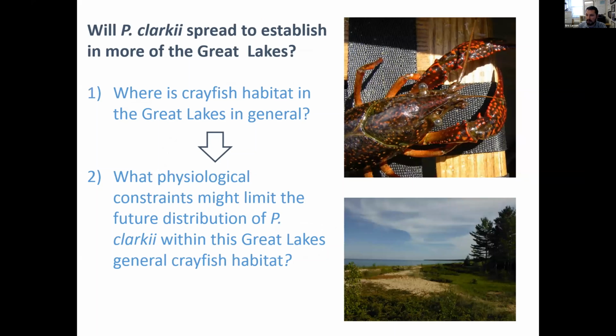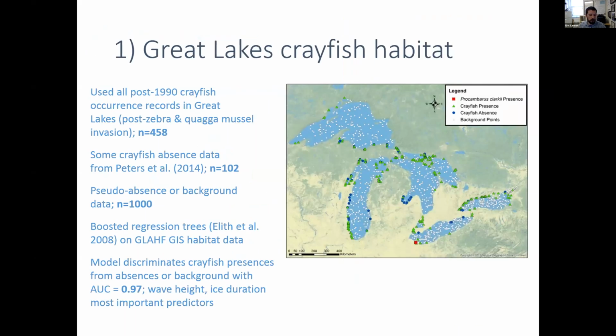in the Great Lakes in general. Where do crayfish across all species live in the Great Lakes? And then can we use some of the known physiology of red swamp crayfish to constrain that model to the places where we think it can live? So we again used this Peters et al. Great Lakes crayfish database published in the Journal of Great Lakes Research a few years ago, and we took the post-1990s crayfish occurrence records to build a habitat or species distribution model.